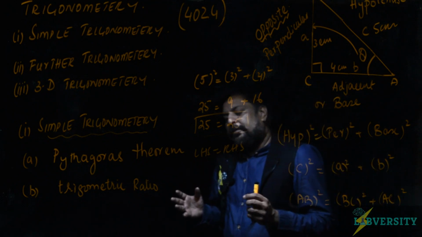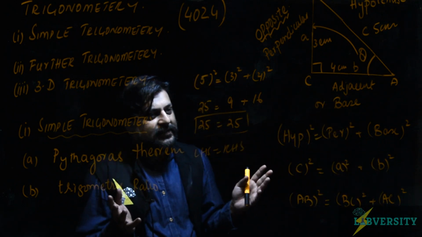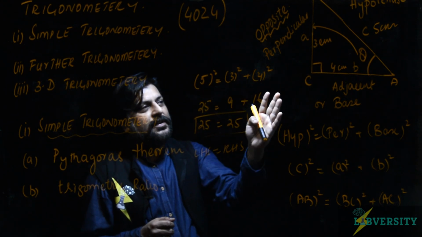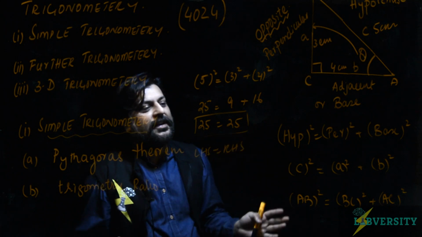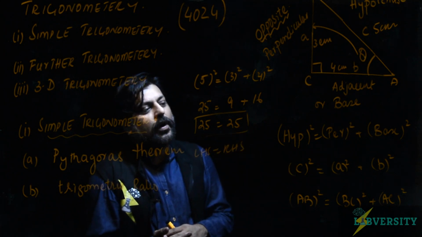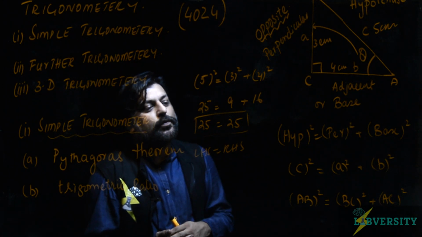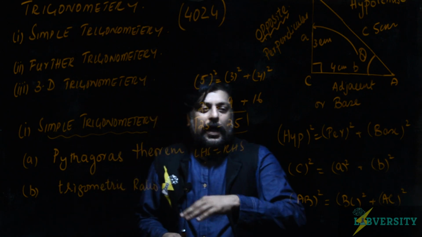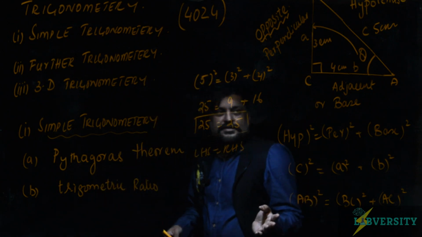From Pythagoras theorem, we can evaluate two things. Number one, the largest side, which is opposite to the 90 degree angle, is always the hypotenuse. Number two, the sum of the other two smaller sides squared should be equal to the square of the hypotenuse, the largest side. Now, how is it written in the books?